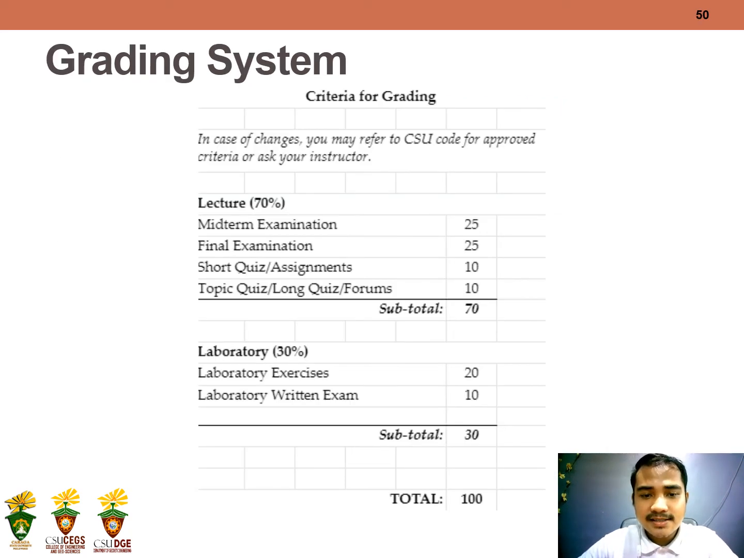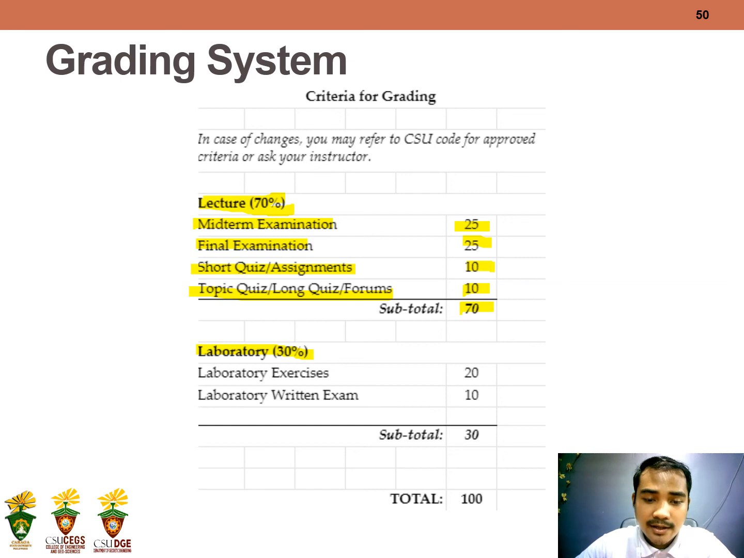So here is the grading system, the criteria for grading in GE-113 and GE-122. Since it is 3 units, 2 units are lecture and 1 unit is lab. Therefore, the lecture part consists of 70% of the total grade, and laboratory 30%. The lecture consists of midterm examination and final examination at 25% each. We also have short quizzes and assignments at 10%. Topic quiz, long quiz, and forums, we have 10%. So the total is 70%.